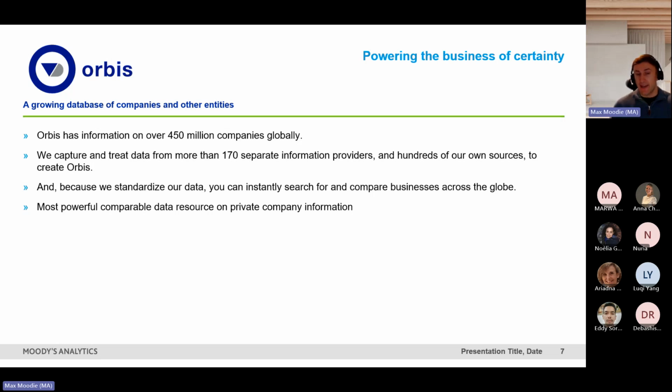Here's a breakdown: 85% of our data comes from the IPs, the information providers. 10% comes from our own sourced data, so Moody's analysts who are sourcing and scraping the web to find the information they can, and 5% is publicly available.